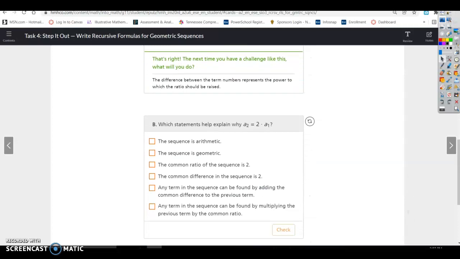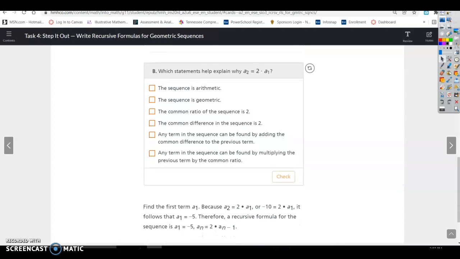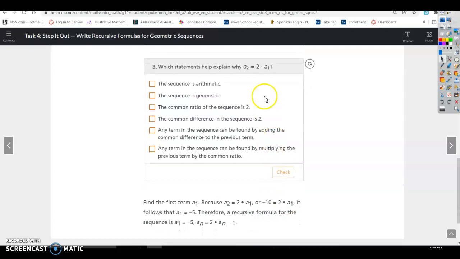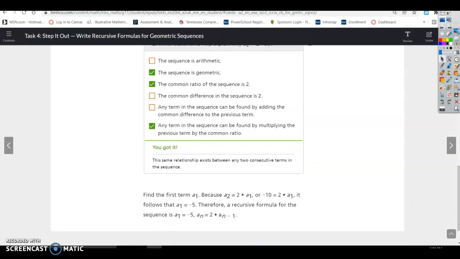It says, which statements help explain why your second term is 2 times your first term? The sequence is geometric, not arithmetic. You multiply by a common ratio. We know it's geometric, so your common ratio is 2. If it were arithmetic, it would be a common difference. Any term in the sequence can be found by adding? No, any term can be found by multiplying the previous term by the common ratio. So there are 3 correct answers there.